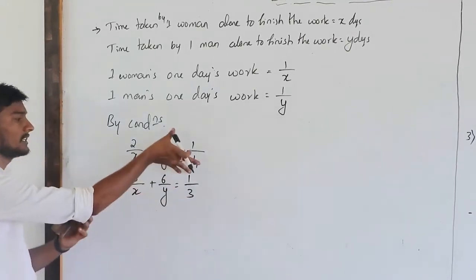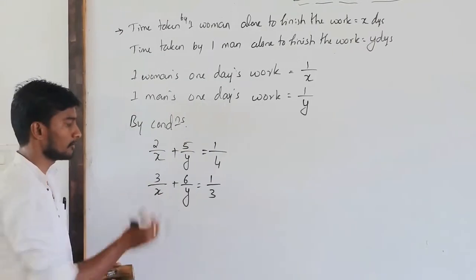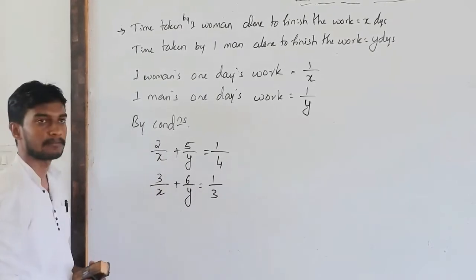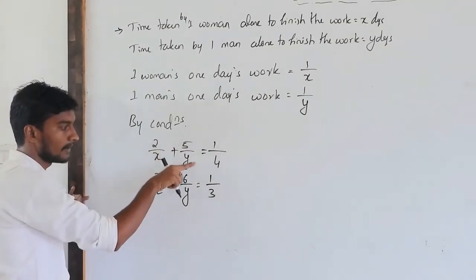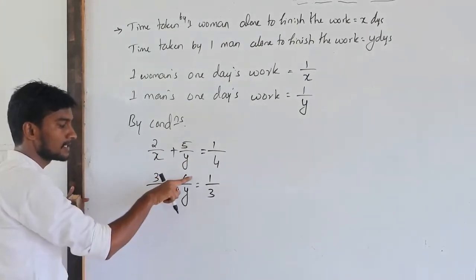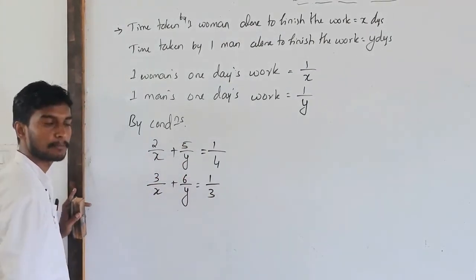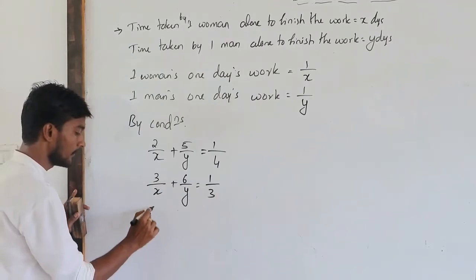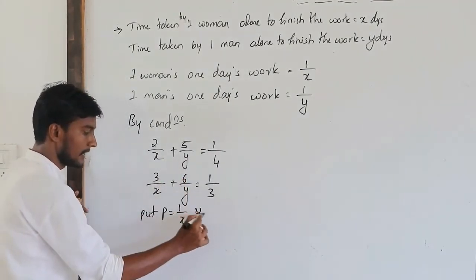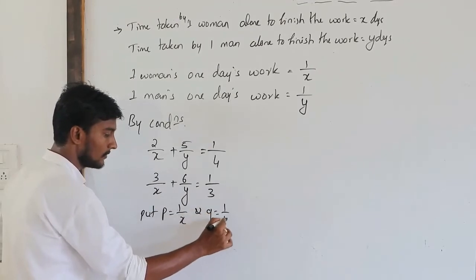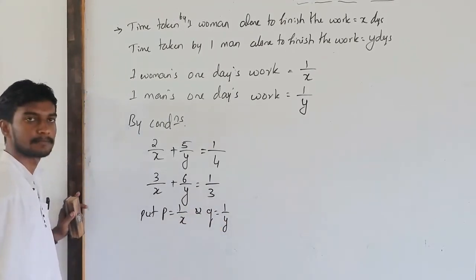So now, using the reducible method, you have to find the value of X and Y. See here, we have 1 divided by X and 1 divided by Y in both equations. So what you have to consider here: put p equal to 1 divided by X and q equal to 1 divided by Y.